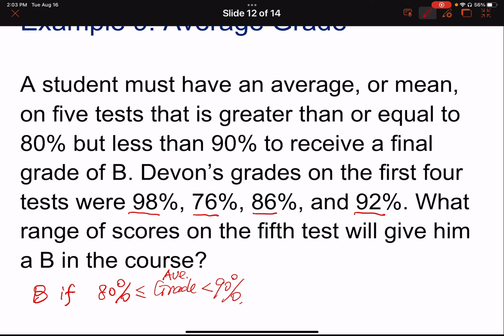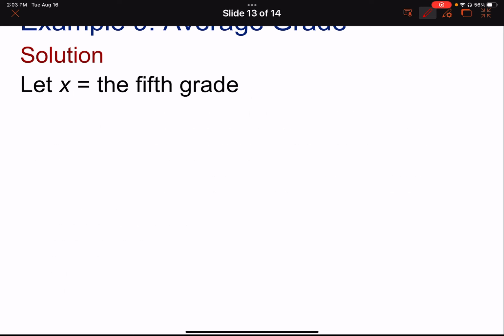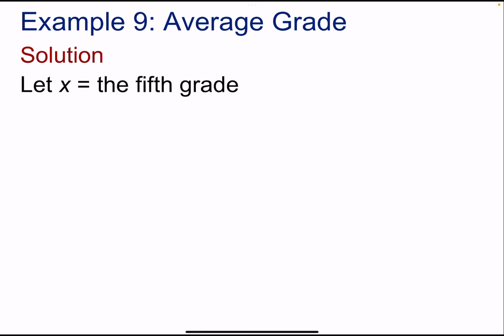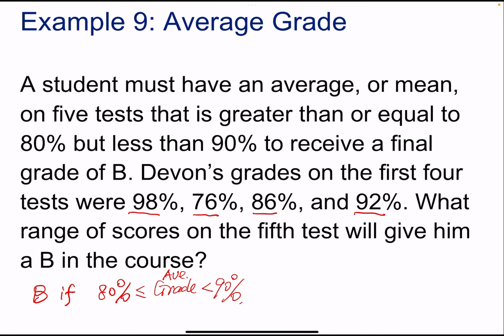I am often asked this similar question by my students. So let's try to solve this. Okay, so let's use a variable x to represent the fifth grade. And what we need is to calculate the average, right? So the average equals the first test grade, which is 98, then 76, 86, 92.